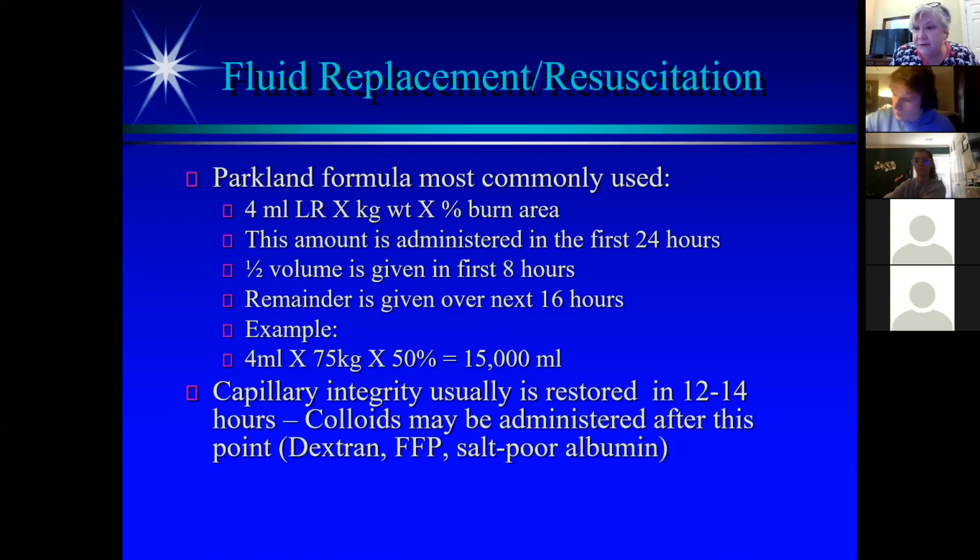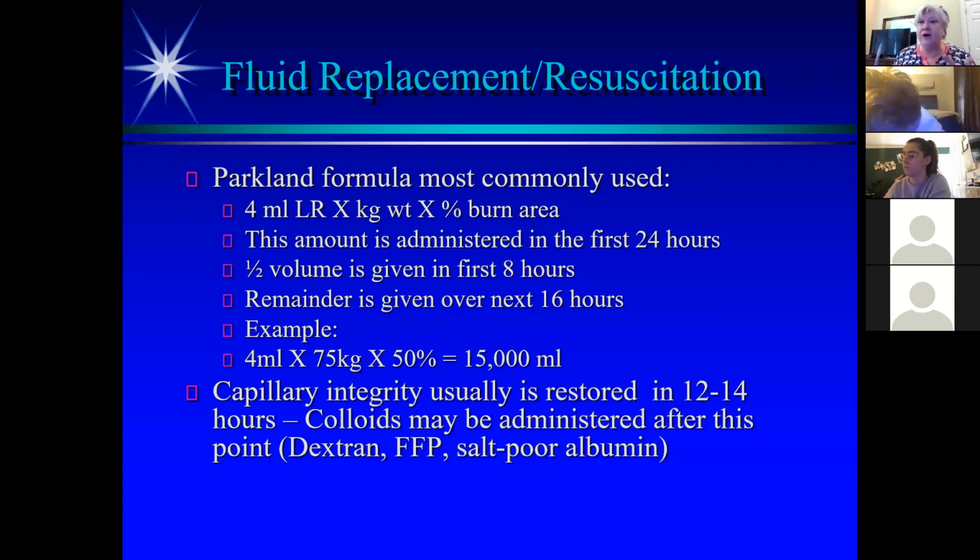So this is a standard. And how do we know it's enough? Somebody tell me, how do I know if that's enough fluid? Urine output. Their urine output. If they're only putting out 10 mLs, I've got to get on the phone and call the doc. I say, we're doing Parkland, it's not enough. But it usually is enough.